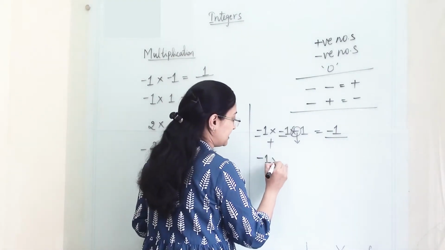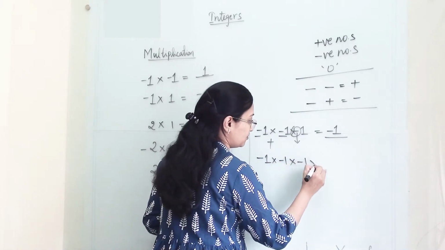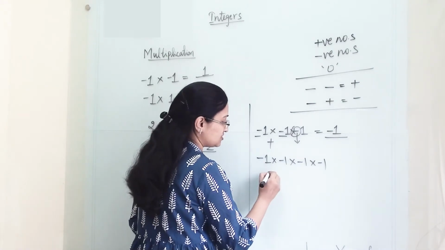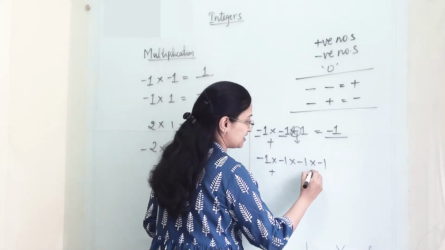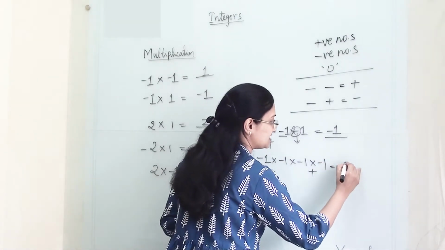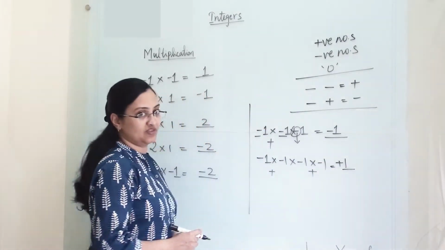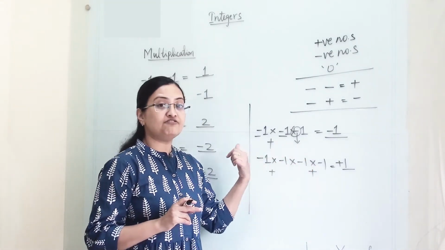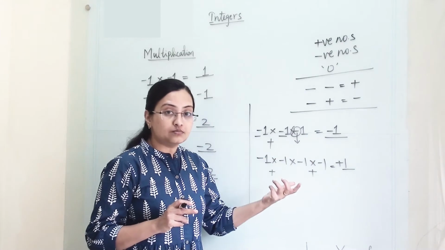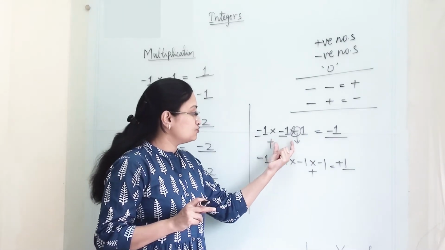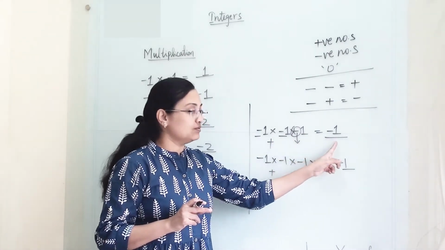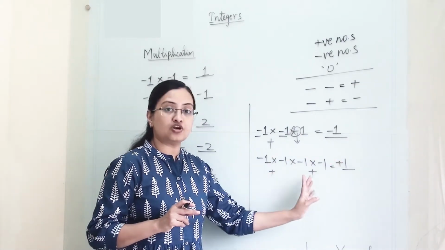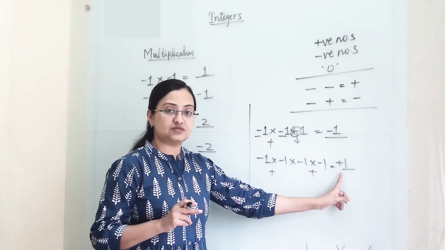When we are multiplying 4 minus numbers, then this minus will become plus and this minus will become plus. So our answer is plus 1. So it is depending upon how many numbers we are multiplying. If we are multiplying odd numbers 1, 2, 3 and all are negative, then it is minus. If we are multiplying 4 numbers, all are negative, then it is plus.